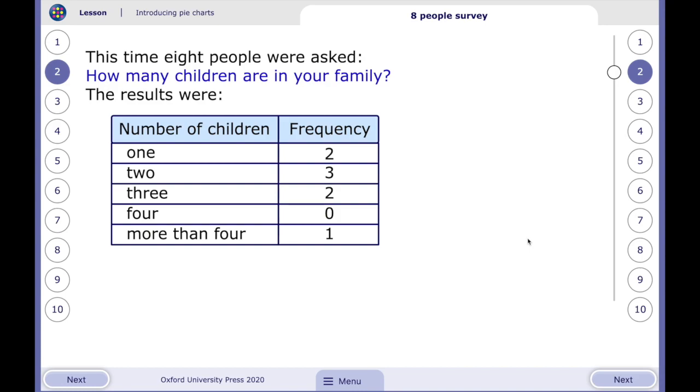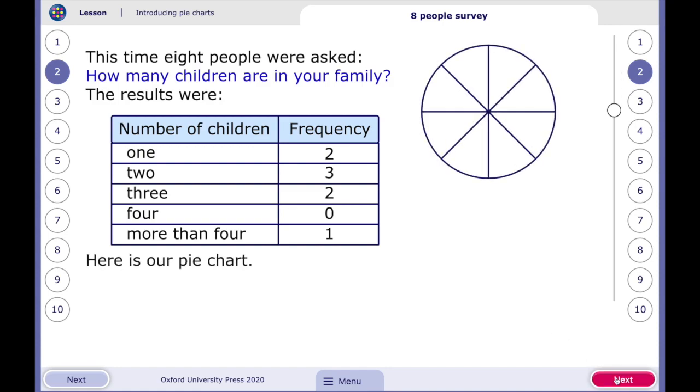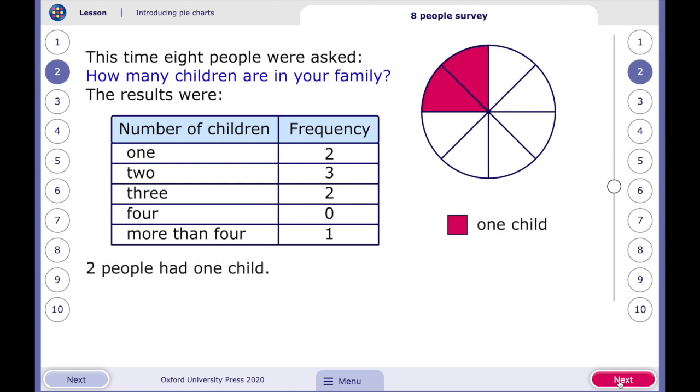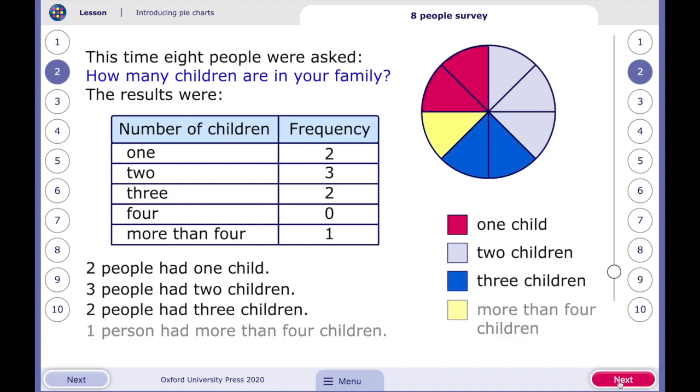So this time there's 8 people, and it says how many children are in your family. So the number of children, 1 in their family is frequency of 2. For 2 children, the frequency is 3. For 3, 2. 4, none. And more than 4, 1. So you can see we've asked 8 people. So we've constructed our pie chart with 8 equal segments or sectors because 8 people were asked. So 2 people had 1 child, so we're going to colour in 2 segments. 3 people had 2 children in their family, so we've coloured in 3 segments, and so on, completing the pie chart, as we can see there.